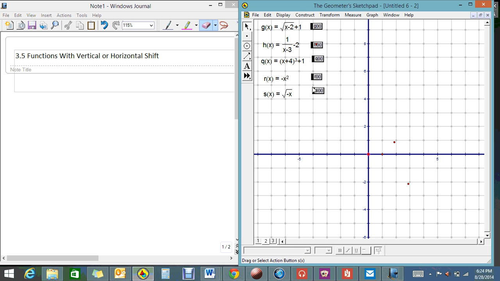So we want to figure out where our new center will be. We're going to go negative 4 here, right? x plus 4 means the shift is negative 4, and plus 1. So we'll go from the center over 1, 2, 3, 4, up 1. That should be my new center of that thing, and it should go up from there, right? So that's what it looks like.